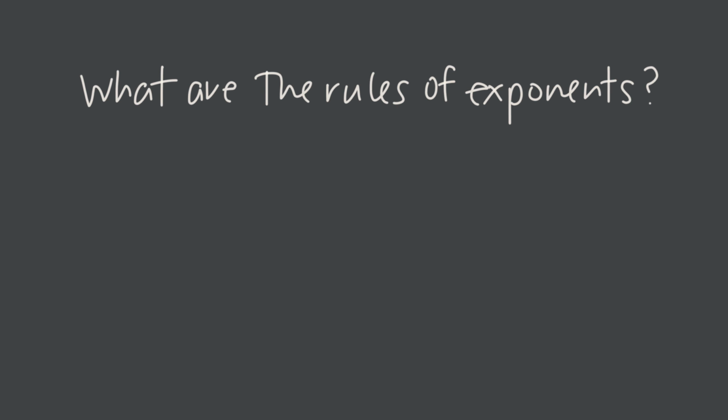Now we're going to talk about how to simplify exponents and how to solve exponent problems. And in order to do that, you're going to need this collection of basic exponent rules. And there's quite a few of them, but we're going to go through each one to make sure you understand how to use all of them. So the first one is called the 0 rule. And this is what you use whenever the exponent is 0.